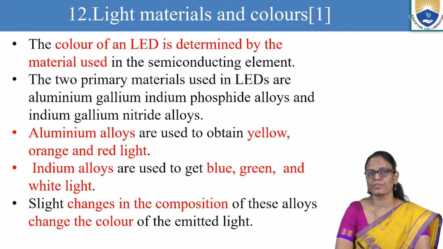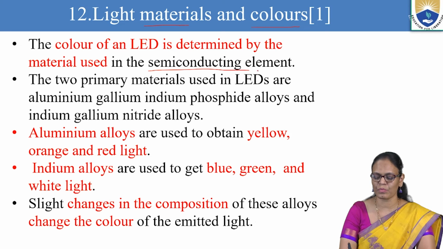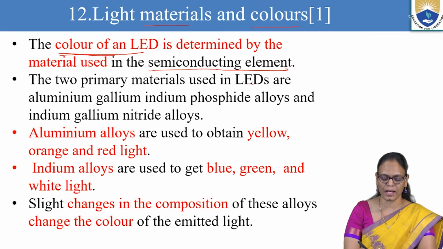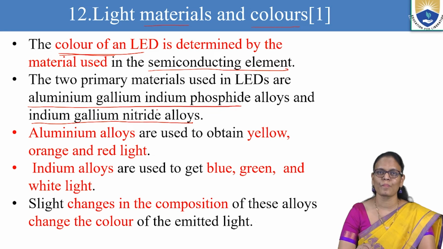Now the next question, we are going to discuss different materials and colors. Which type of material you use and which color do you get? The color of the LED is determined by the material that we are using in the semiconducting element. What type of material we are using decides the color. Two primary materials that are used in LEDs are aluminium gallium indium phosphide alloy and also indium gallium nitride alloy. These two are the commonly used alloys to make LEDs.